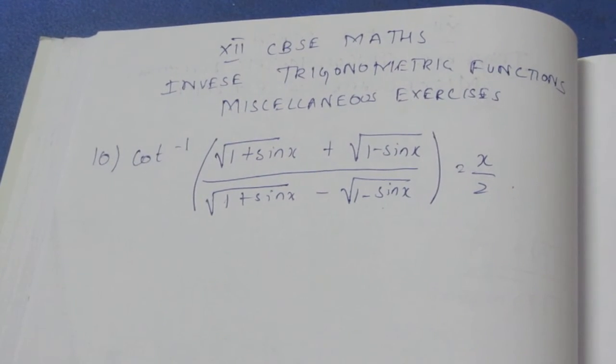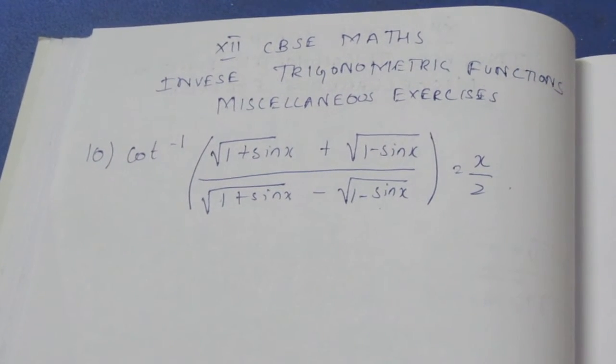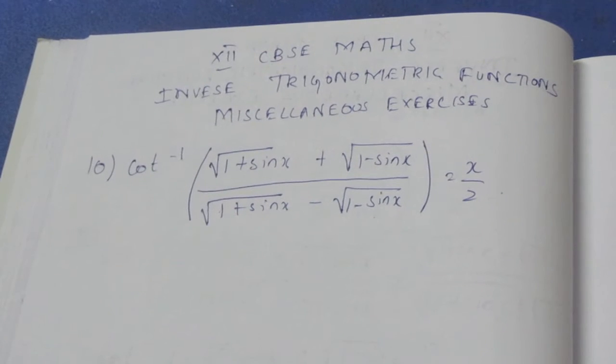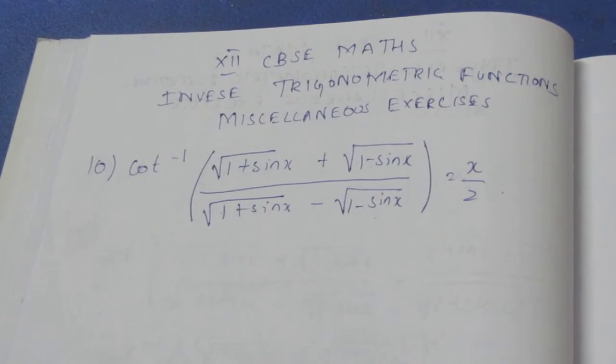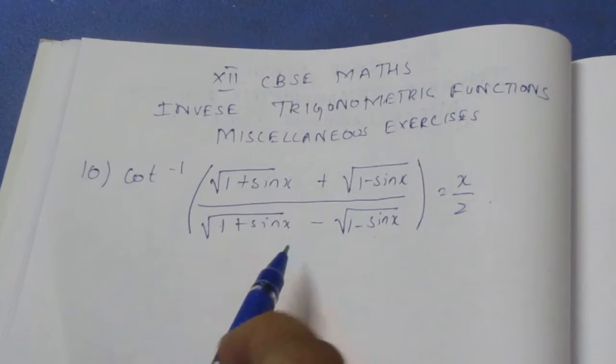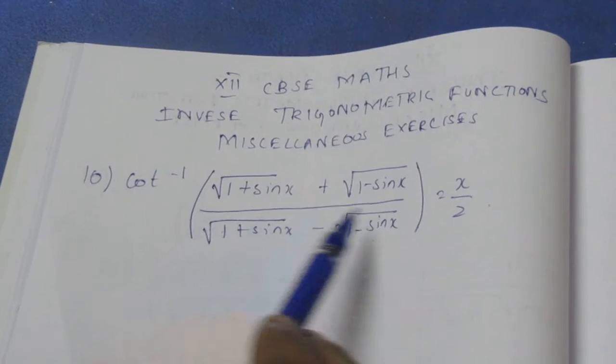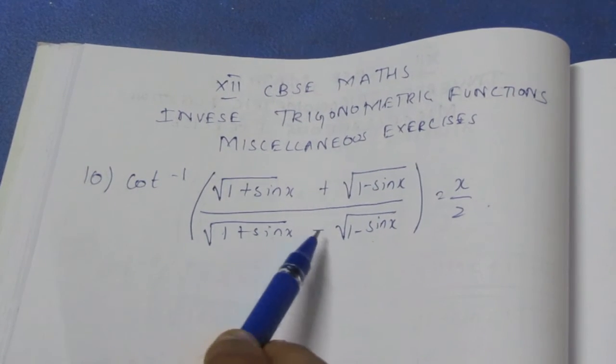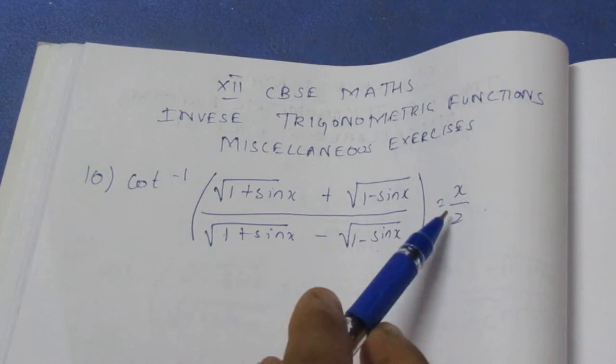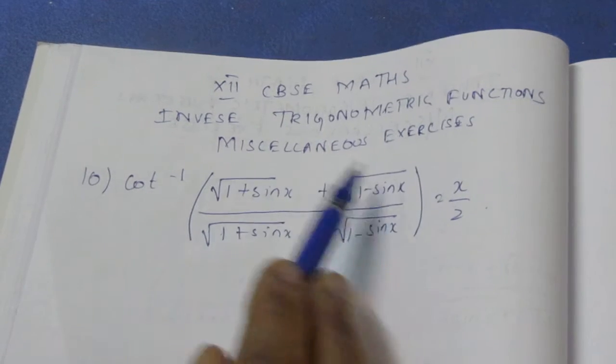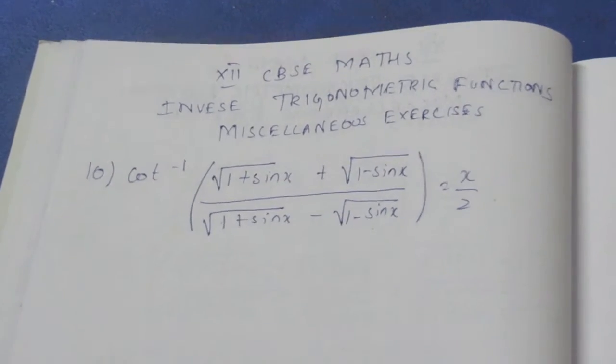Today we are going to see 12th CBSE Marks Inverse Trigonometric Function Miscellaneous Exercise question number 10. Let's see the question. Cot inverse of root of 1 plus sin x plus root of 1 minus sin x by root of 1 plus sin x minus root of 1 minus sin x is equal to x by 2. We need to prove this is equal to x by 2.